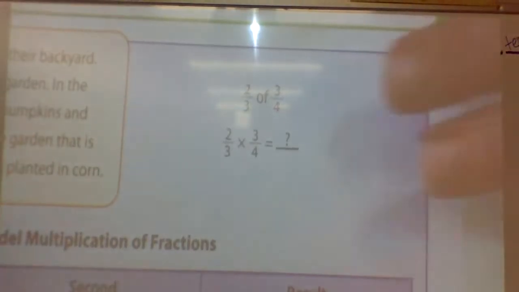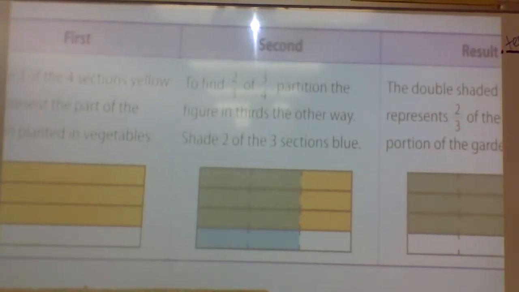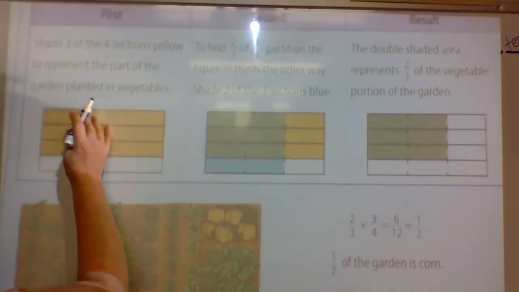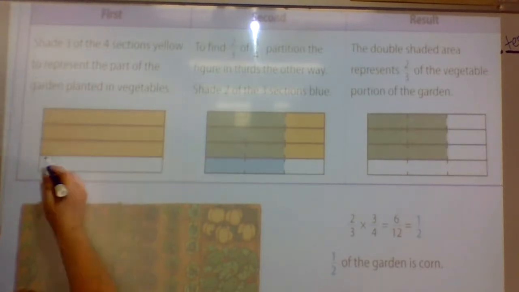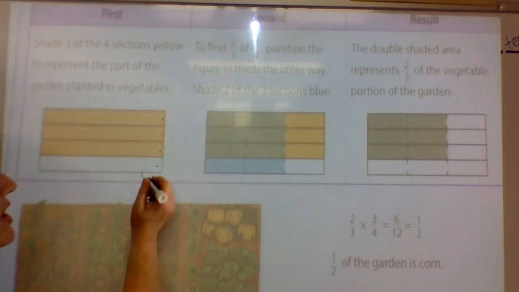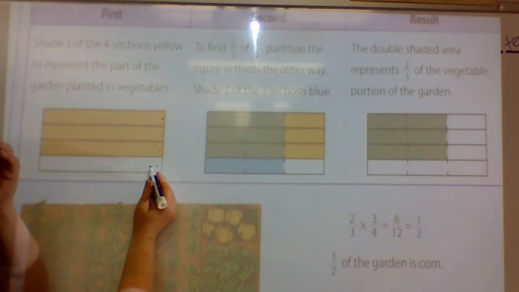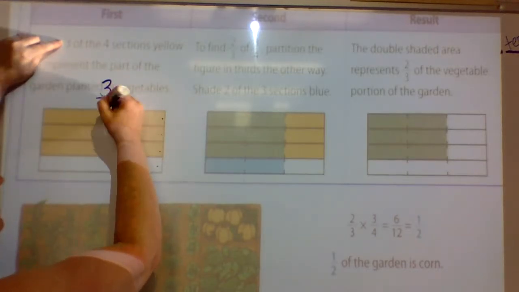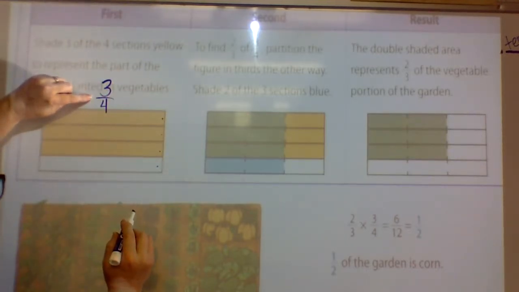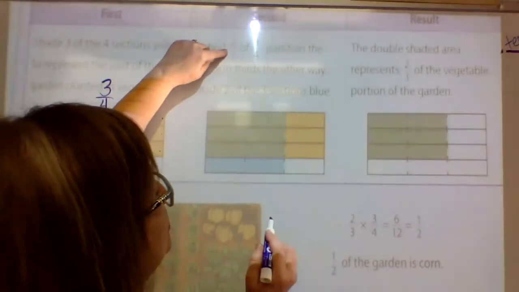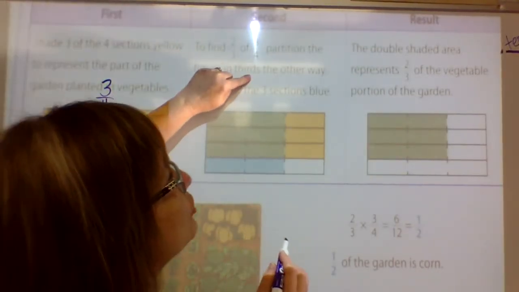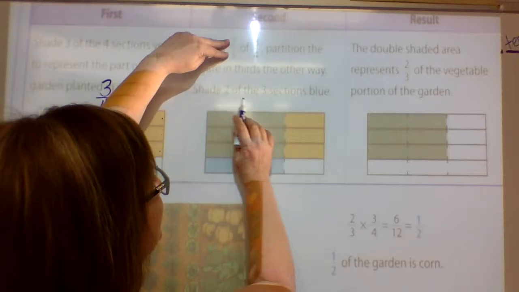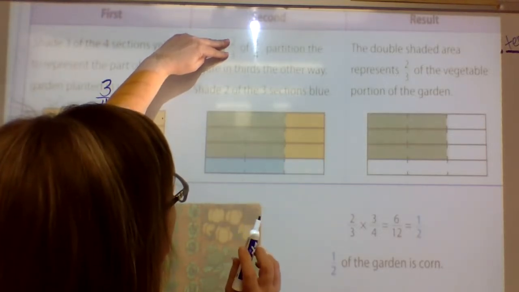Then they showed down here a way to draw it, kind of. It says first, okay, here's the garden right here, and they divided it into 4 sections, right? 1, 2, 3, 4. This white section would be the one with the melons and the pumpkins, okay? Because they said 3/4 of it was vegetables. So these 3 yellow ones are the 3/4 that they're going to use for vegetables. Then to find 2/3 of 3/4, you've got to partition the figure into thirds because we want to know what 2/3 of it is. Okay, so it says shade 2 of the 3 sections blue.